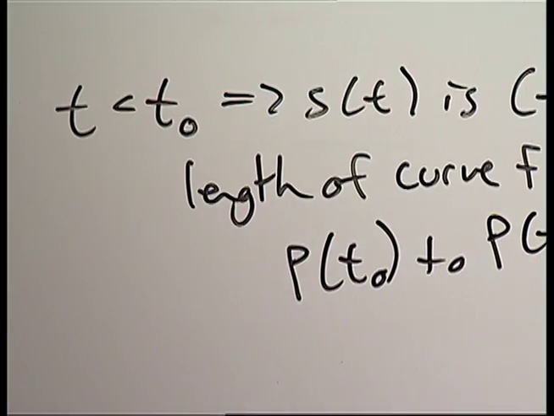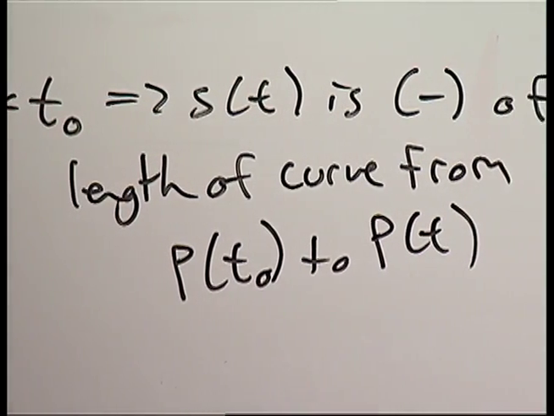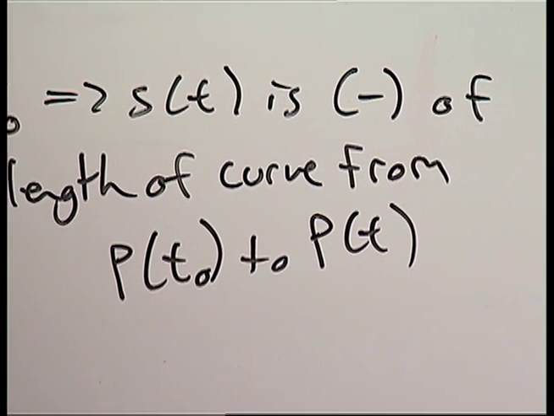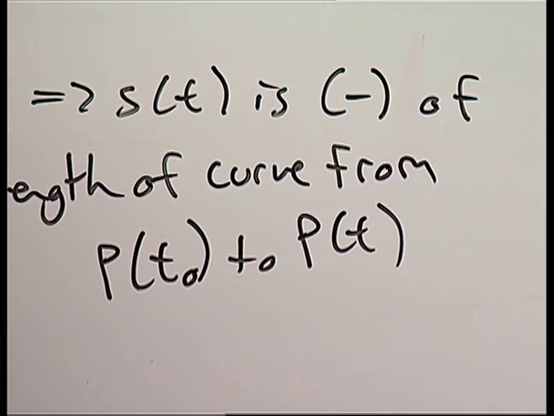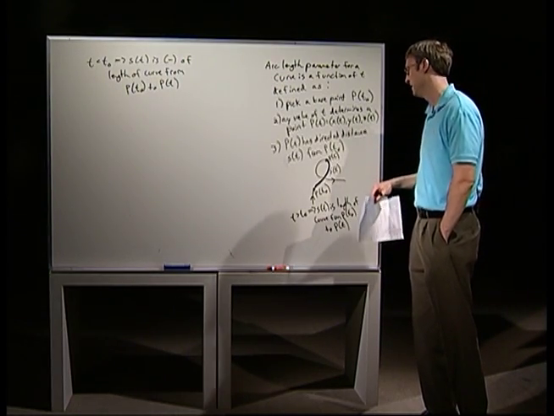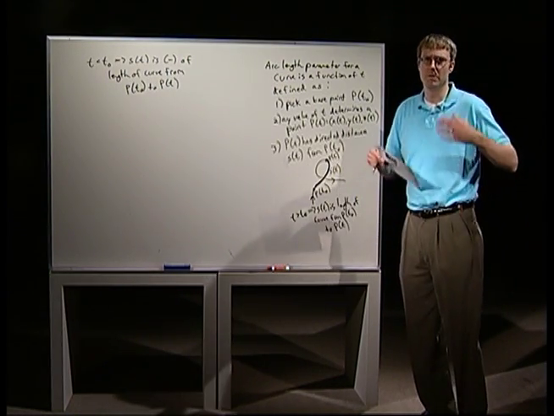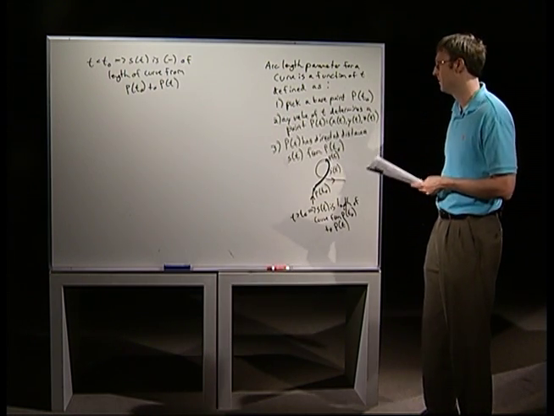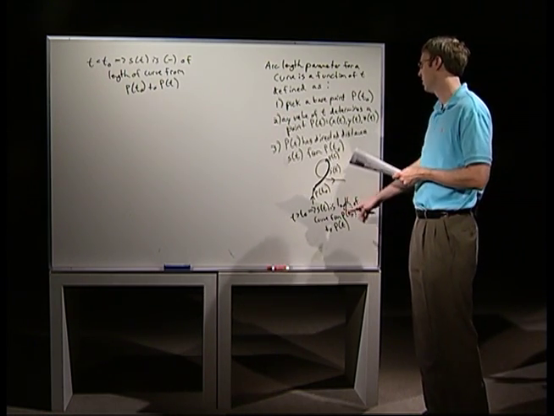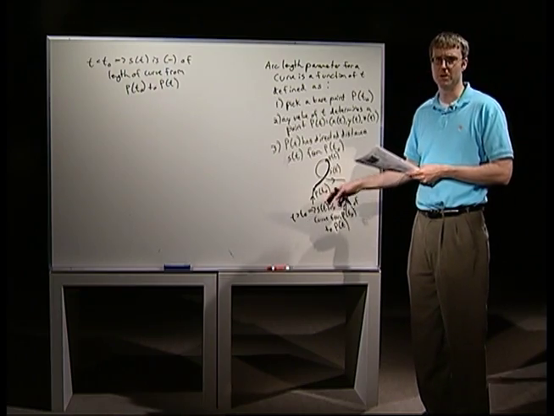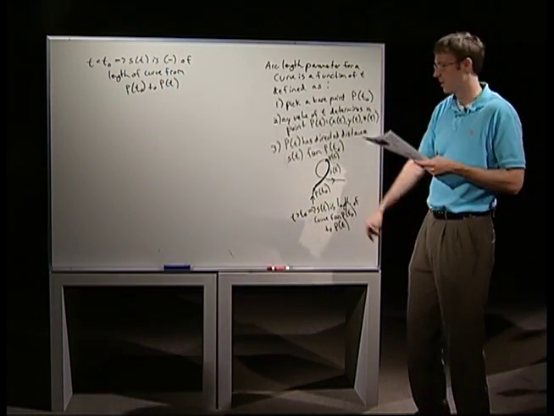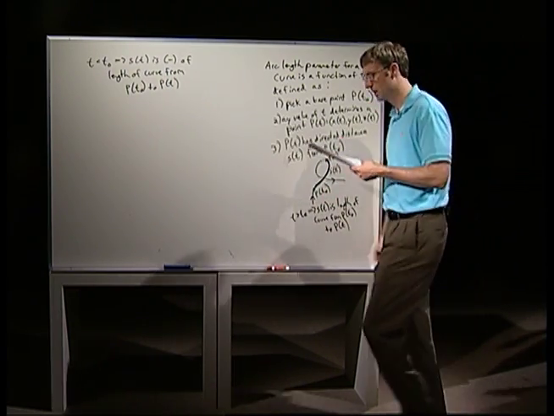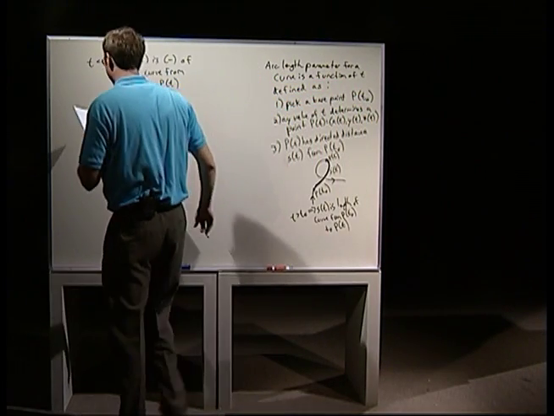From p of t0 to p of t. So this arc length parameter can be negative. The length of the curve is positive. L is the integral of the length of the derivative. This arc length parameter depends on both the choice of the base point and also the choice of the value of t, in other words, the orientation of the curve. It's not a big deal, but it is important to make note of that.